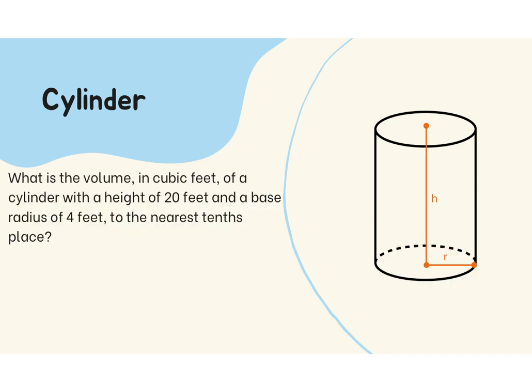That brings us to our first example. In the medium level questions, you will be given the radius and the height, and then you'll be asked to find the volume. So in this question, our radius is 4 feet. Our height is 20 feet. We're going to use our formula, V equals pi times the radius squared times the height. We'll just start plugging our numbers in. We've got pi times 4 squared times 20.